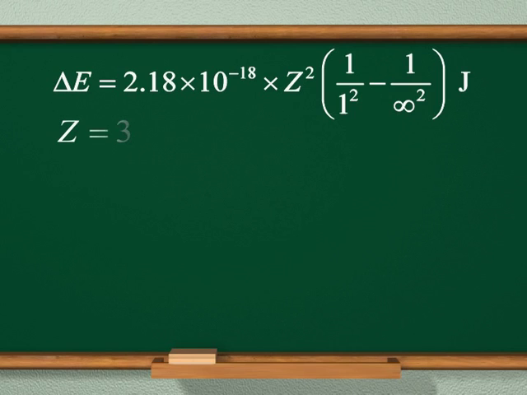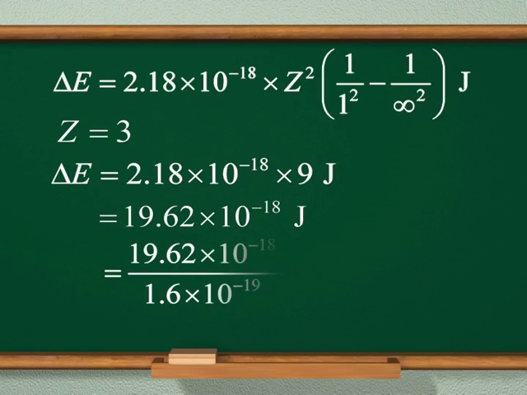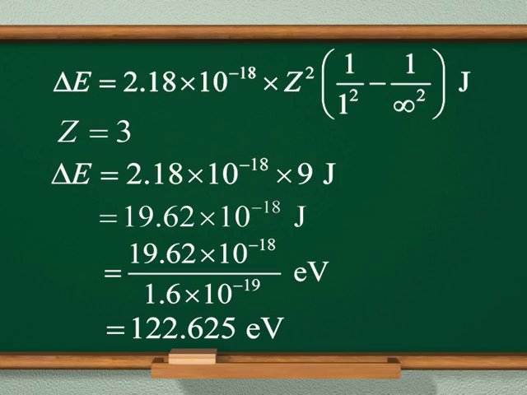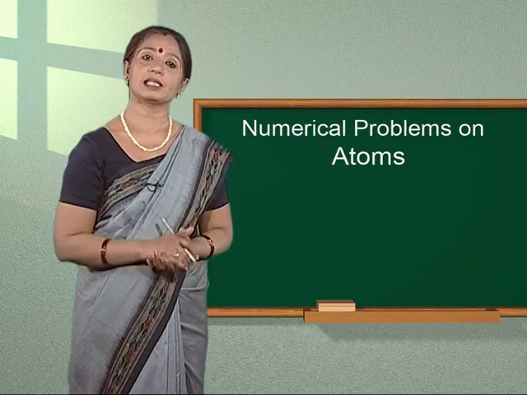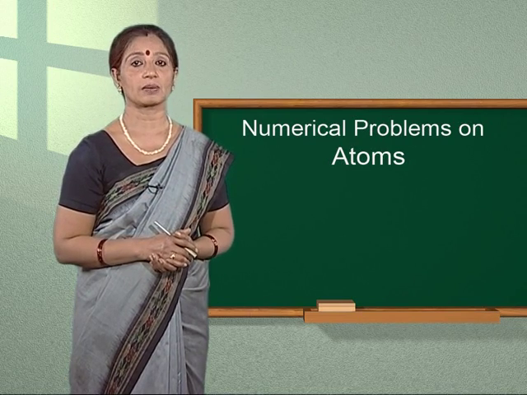Here Z is 3. Hence, delta E is equal to 2.18 into 10 to the power minus 18 into 9, which is 19.62 into 10 to the power minus 18 joule, or 122.625 electron volt. Let us now have a look on one more problem on this.